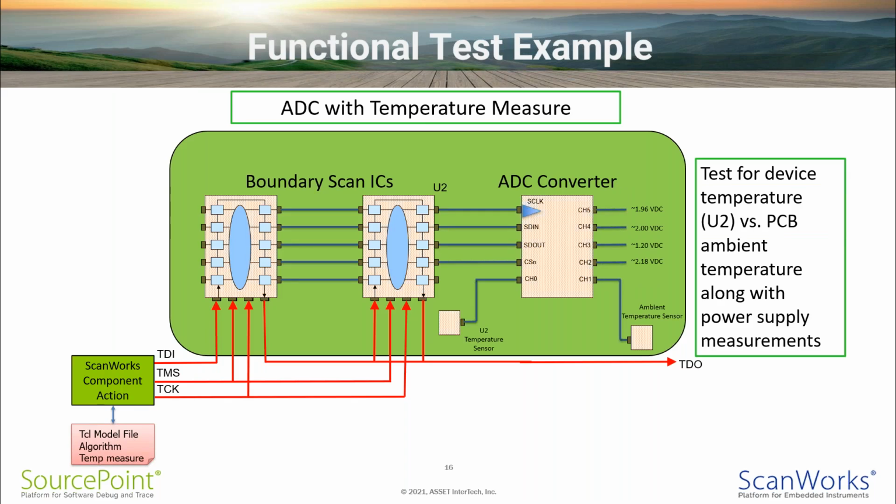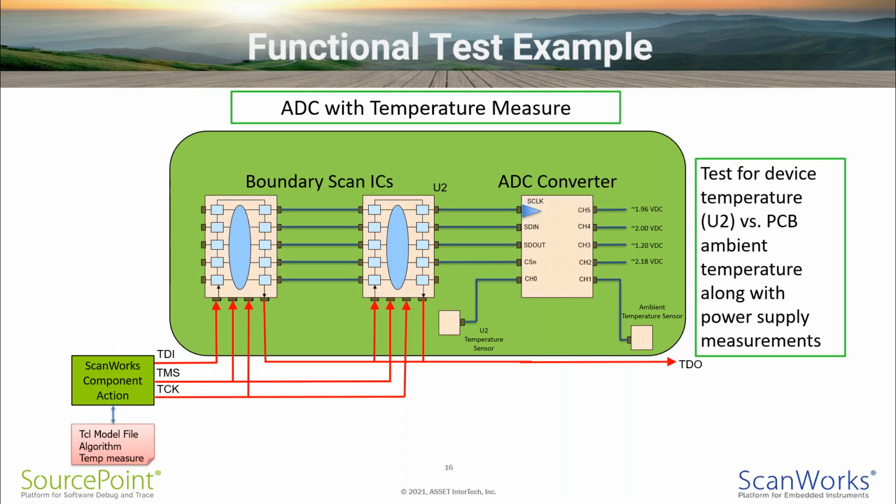And just for a last example, we'll look at an ADC. Now, ADCs can be found on a variety of printed circuit boards across a broad range of industries. ADCs convert a time-varying signal into a digital value. In the application pictured, the output of two temperature sensors are measured. The device temperature sensor measures the temperature near device U2. The ambient temperature sensor measures the temperature of the environment in which the PCB is placed. The component action can measure and report the temperature at both locations. Also, board voltages can be measured as well.